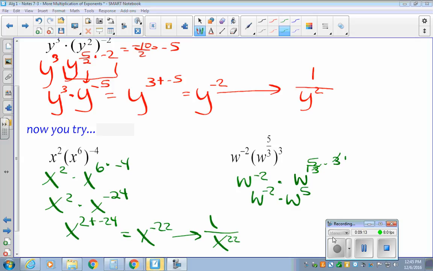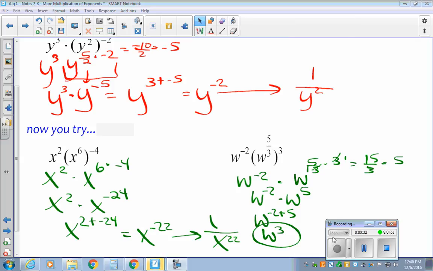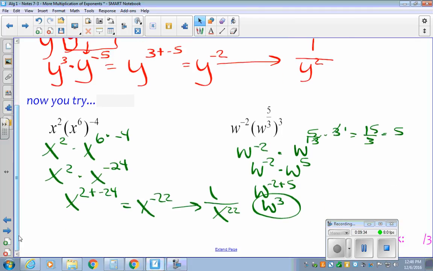You can multiply across the top and across the bottom to get 15/3, and then simplify if you would like. So then we add our exponents together: w to the -2 plus 5, or w to the 3rd. Alright, so we had 1 over x to the 22 and w cubed.